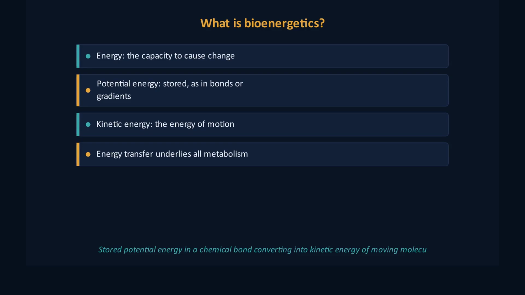Energy stored in the bonds of a sugar is potential energy waiting to be released, and when the cell unlocks it, that energy drives the motion and the work that keeps the cell alive. Energy transfer like this is fundamental to every cellular process and to metabolism.